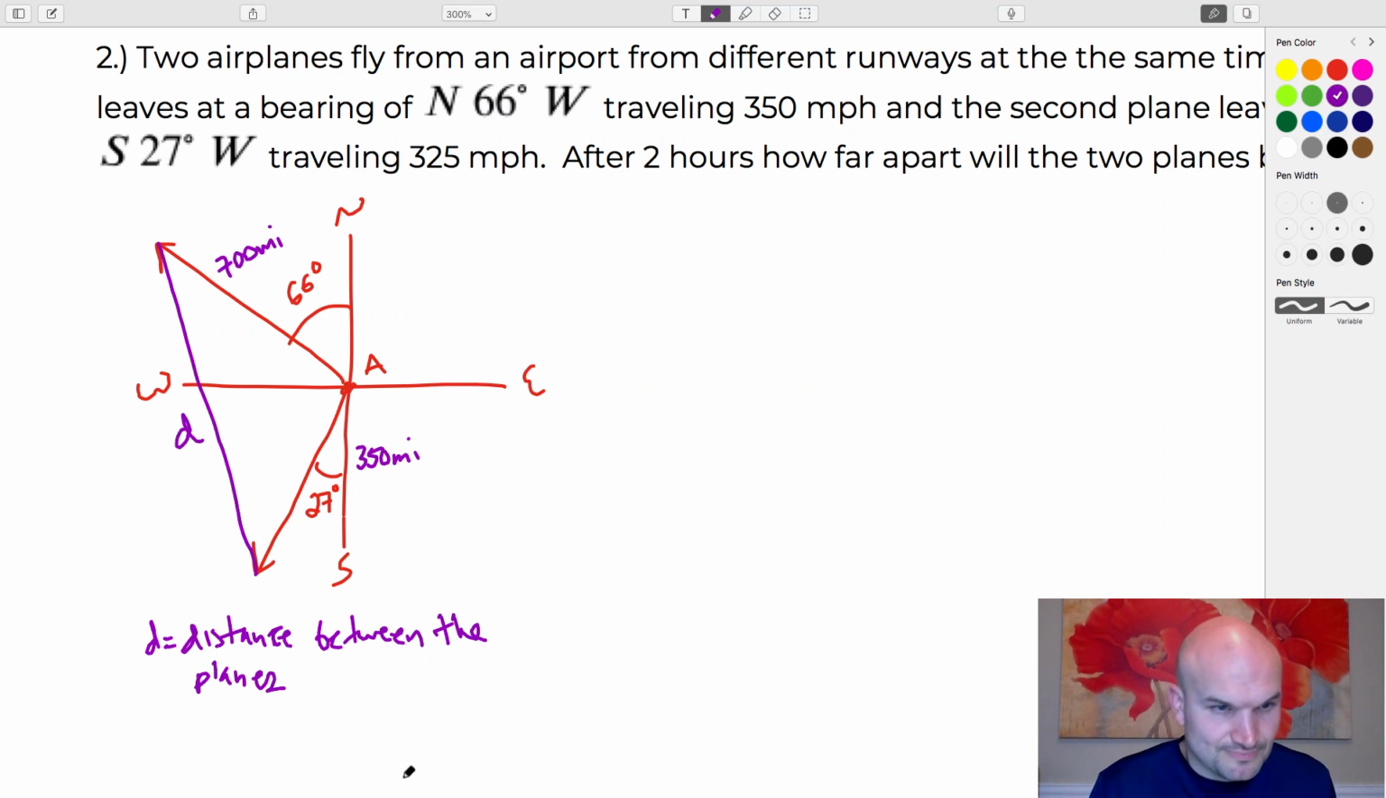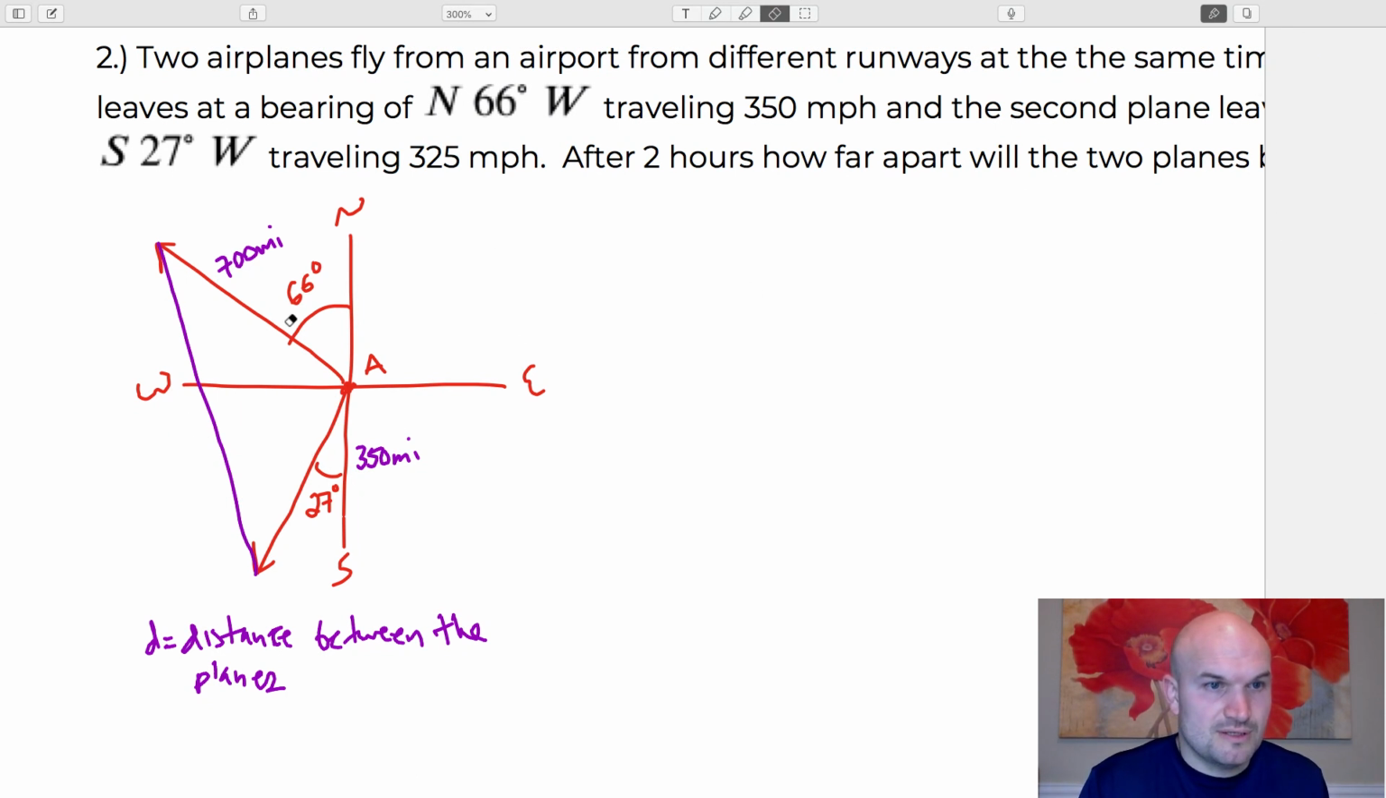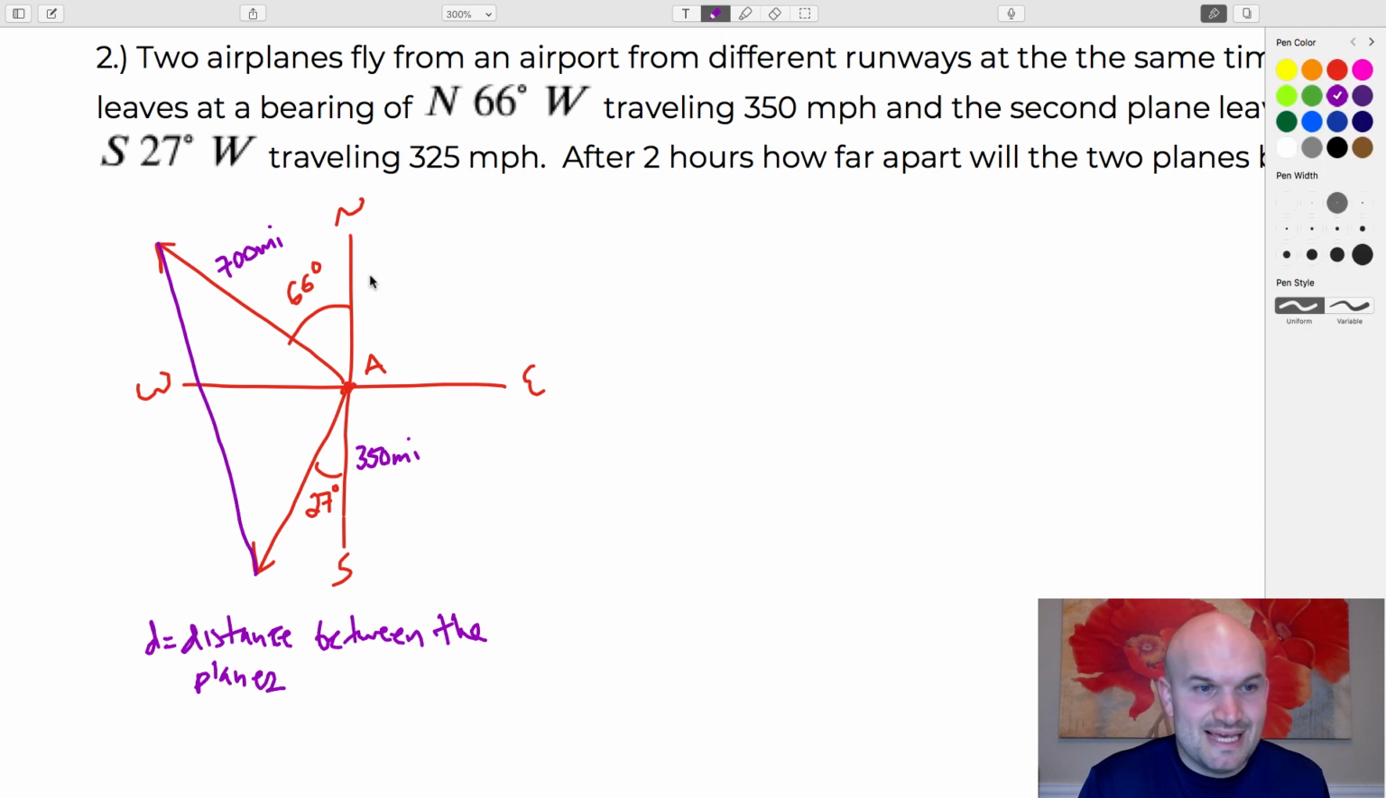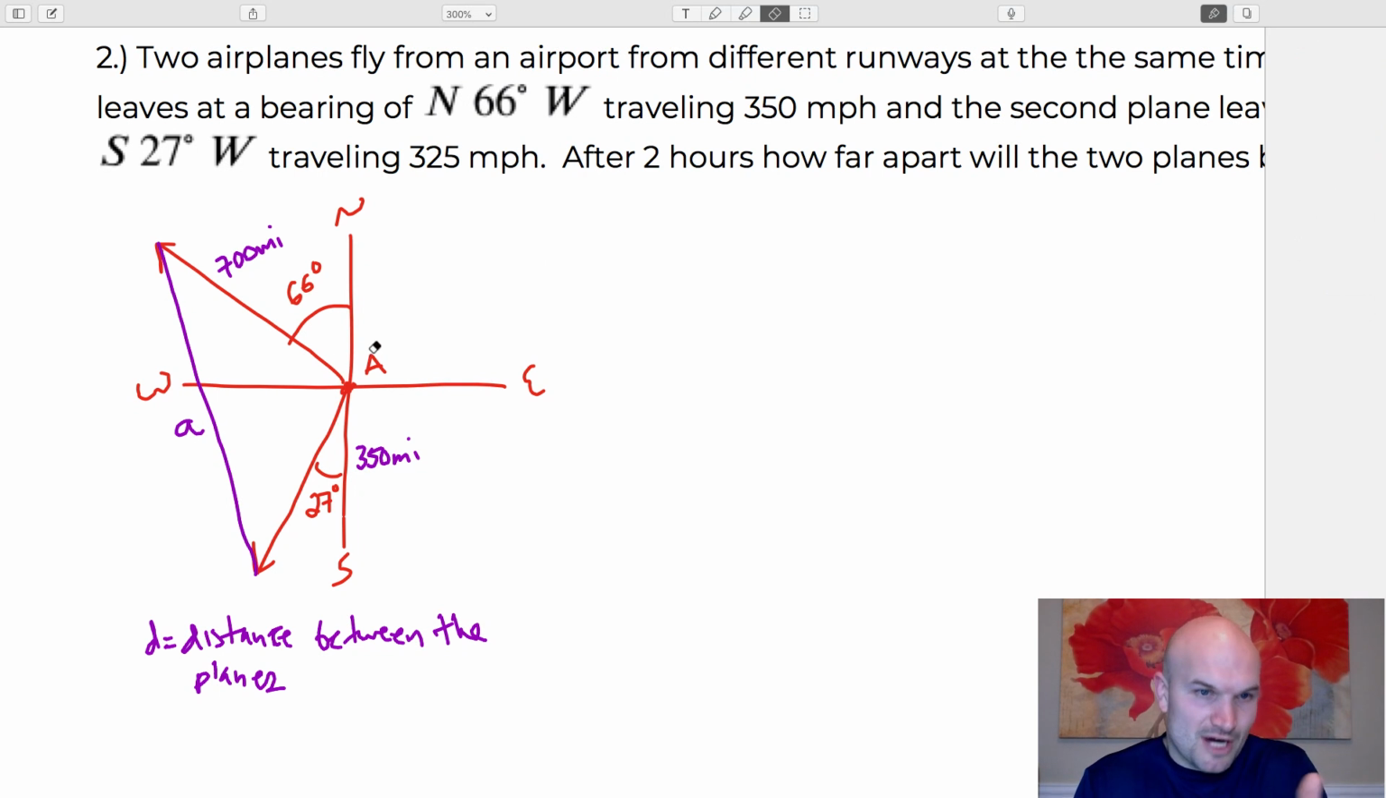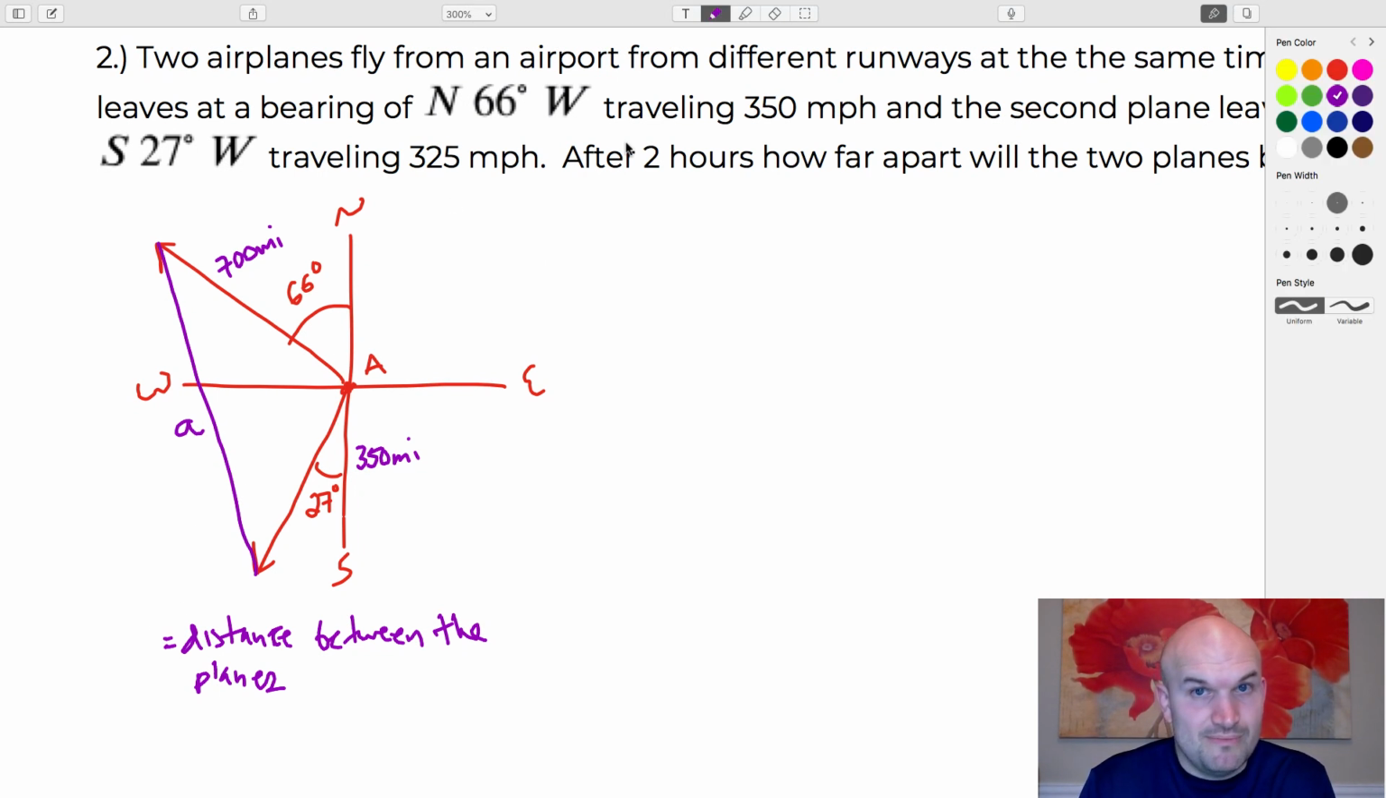Actually, you know what? Let's keep this consistent with our variables, and let's make this a lowercase a. So we have an uppercase A, and then we have a lowercase a. Is that necessary? No, you can make the variables anything you want to. But to keep things consistent with the angles and the side lengths, I think this makes sense.